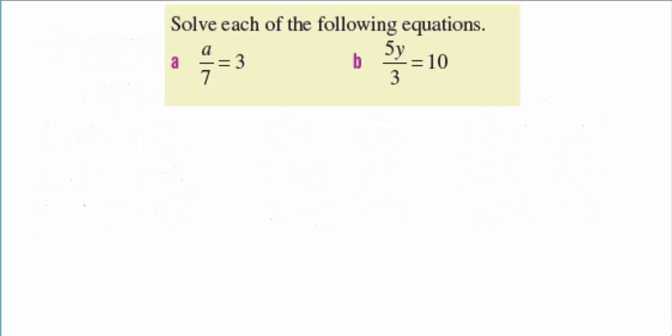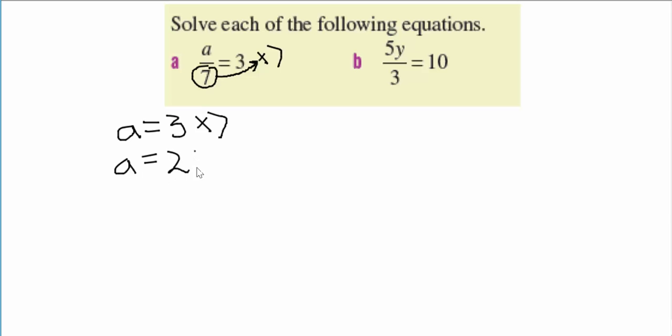Okay, let's do a couple of examples. Solve each of the following equations. So here we've got a over 7, so a divided by 7 equals 3. The only thing that's happened to a there is being divided by 7. So we're going to take this 7 from the left side of the equals, put it to the right side. It's dividing this side, so we do the opposite. Now it's going to multiply on that side. So I'm left with a equals 3 times 7. Remember, if we're going from left to right, whatever's after the equal sign stays there. 3 times 7 is 21.